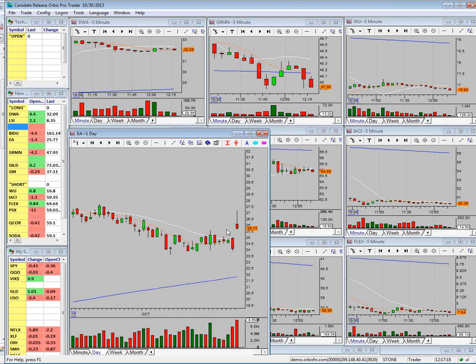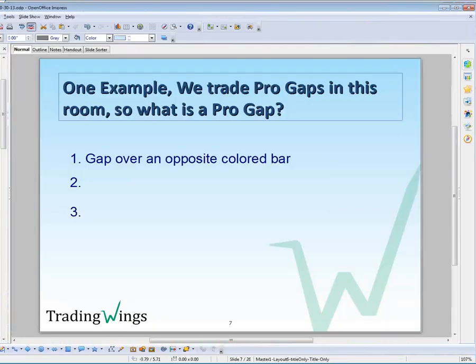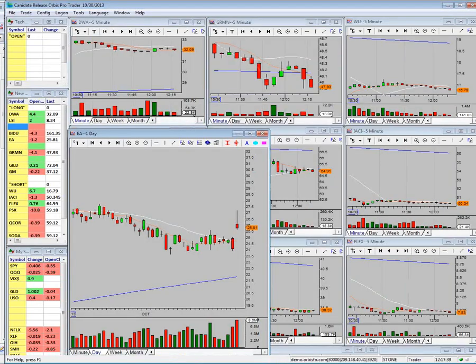In this example, it's a gap over an opposite colored bar. I said opposite colored bar in my example back here, Scott, right? So a red bar would be for a long, a green bar would be for a short. Good point, Scott, note taken. In this case, we're looking at a long, so over a red bar. Now, why is that such a good gap?